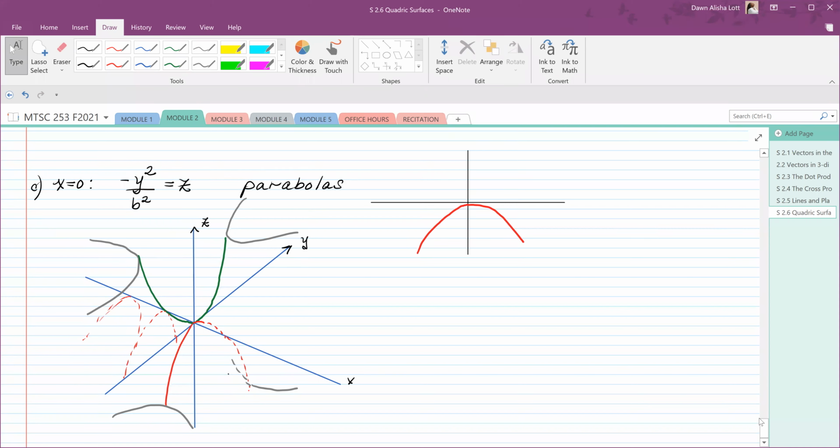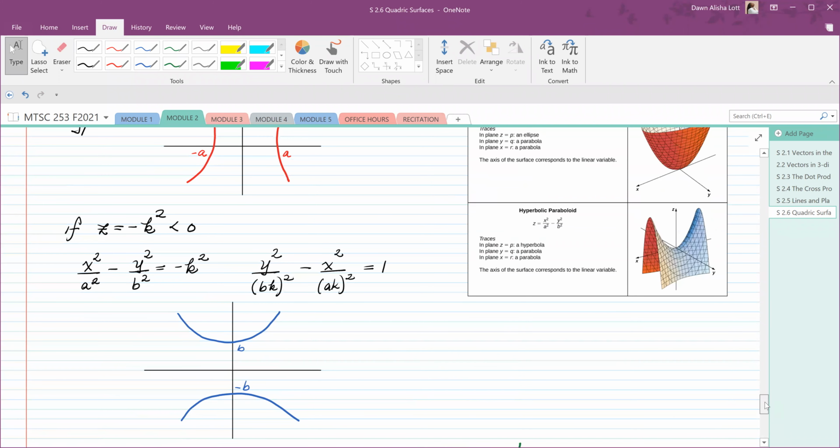So here is my picture of this thing. This is the parabola in the ZX plane. Looks like that. The parabola upside down goes here and down on the other side. And then here's the hyperbola. Here's one, and the other one's behind there. Okay, so that's the hyperbolic paraboloid.